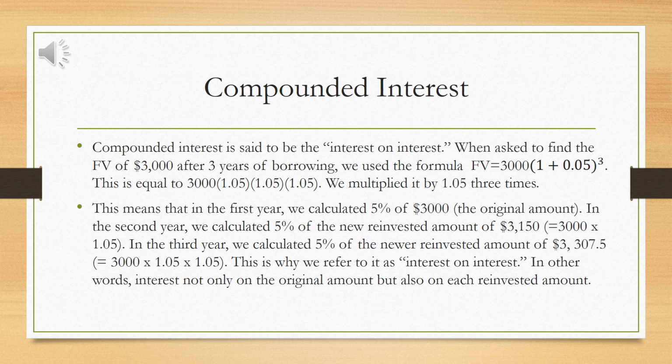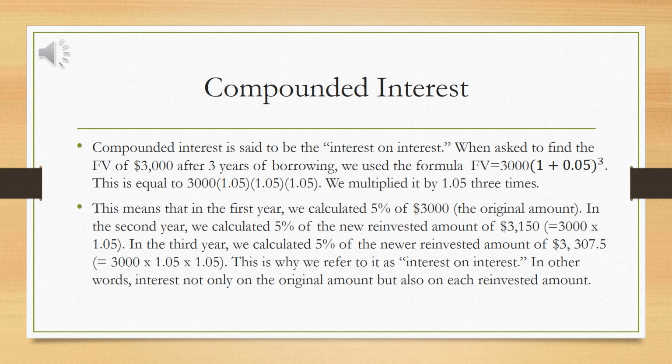Compounded interest is said to be the interest on interest. That is, when asked to find the future value of $3,000 after 3 years of borrowing, we use the formula future value equals 3,000 times (1 plus 0.05) to the power 3. This is equal to 3,000 times 1.05 times 1.05 times 1.05. We multiplied it by 1.05 3 times.